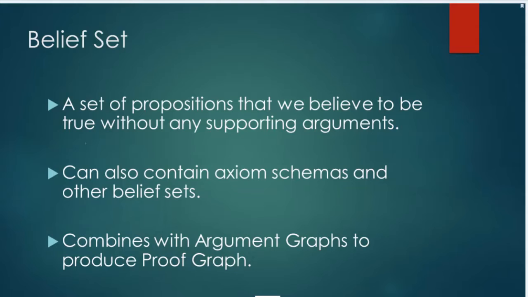A belief set is nothing but a set of axioms that we assume to be true without the need for any supporting arguments. Combined with the belief set, the argument graph turns into a directed acyclic graph that contains a proof for every statement that it claims to be true. Let's see what this looks like.